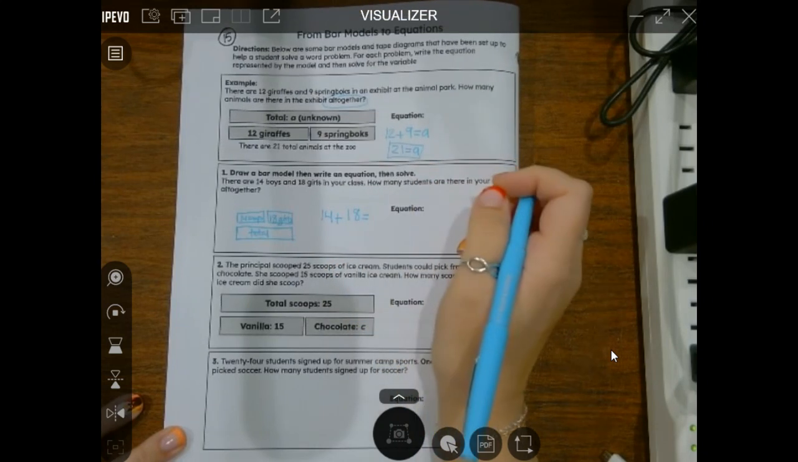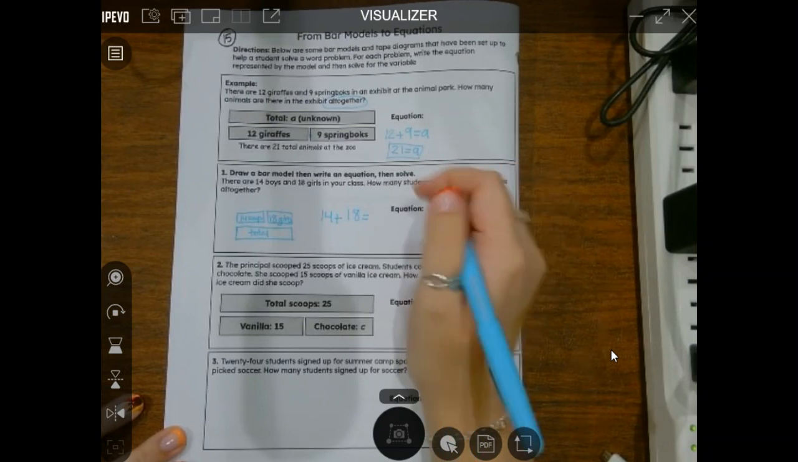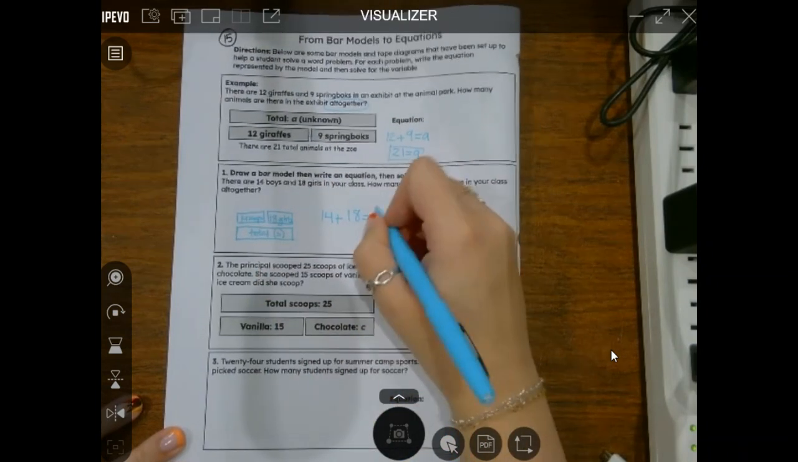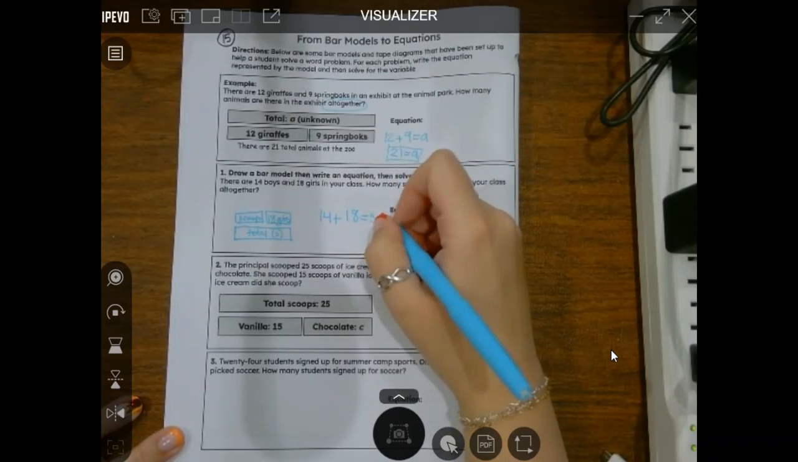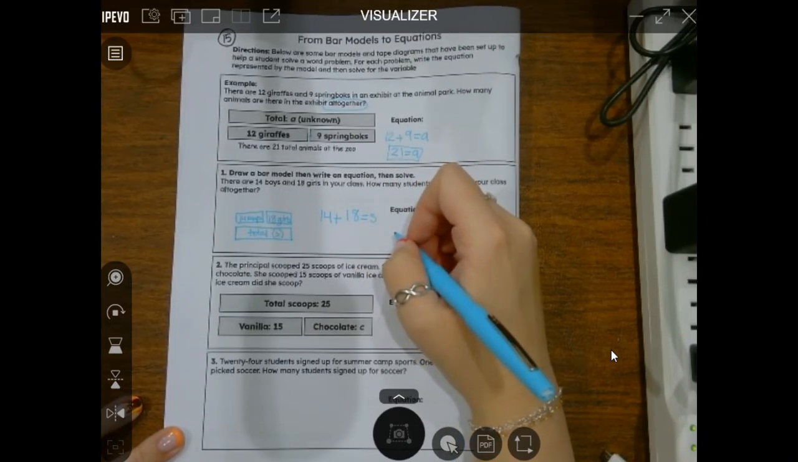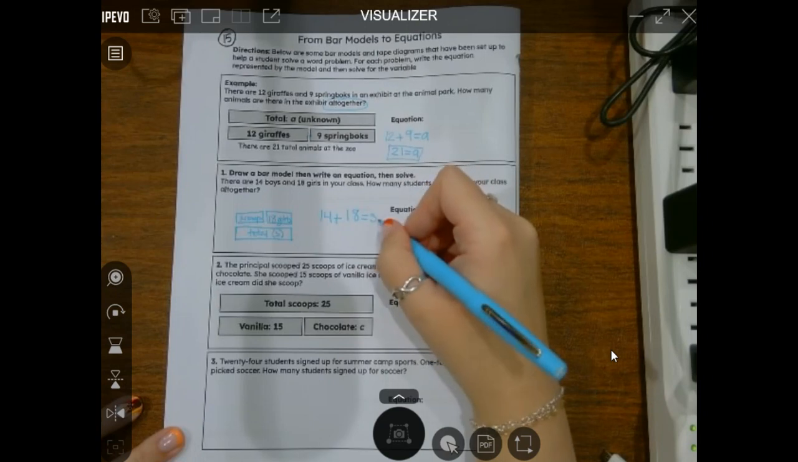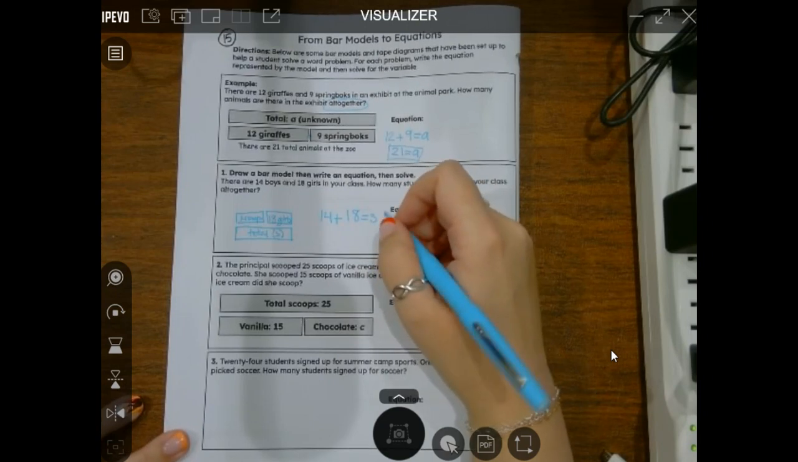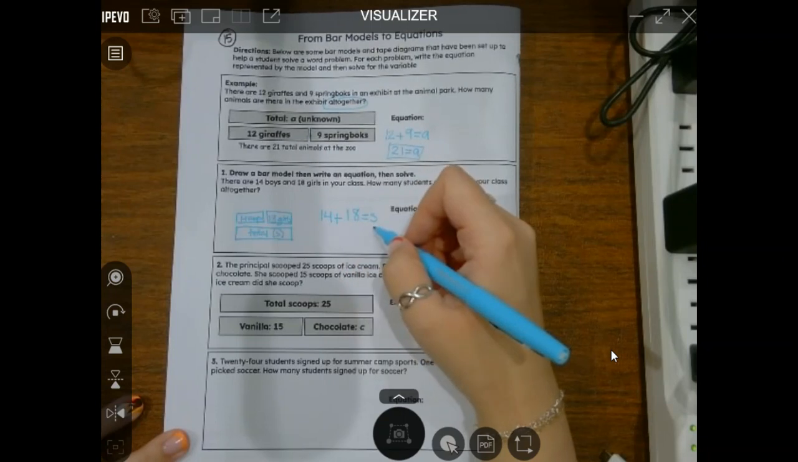total. They didn't tell me a variable to use, so we can just use an S for the total number of students if we want. Although technically, I would say don't use an S in the future unless they tell you to, because halfway through your problem, that might look like a 5, just saying. Okay, so this is my equation. So I would type that if they ask for the equation.